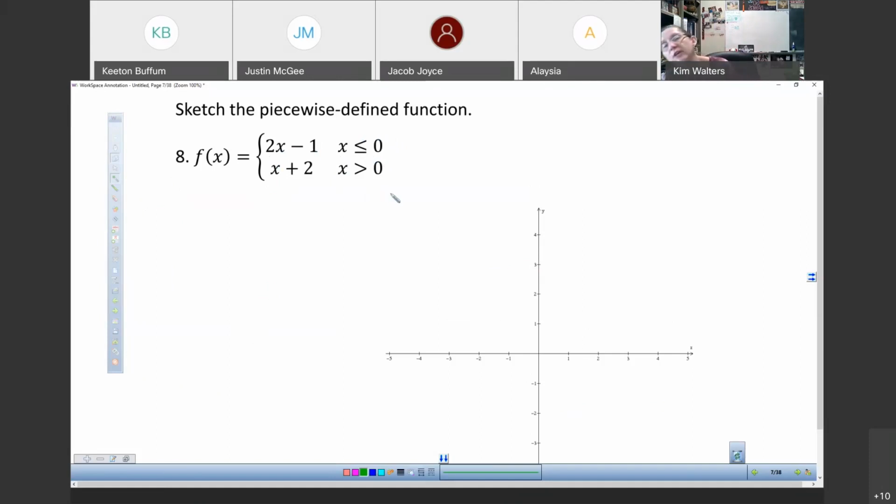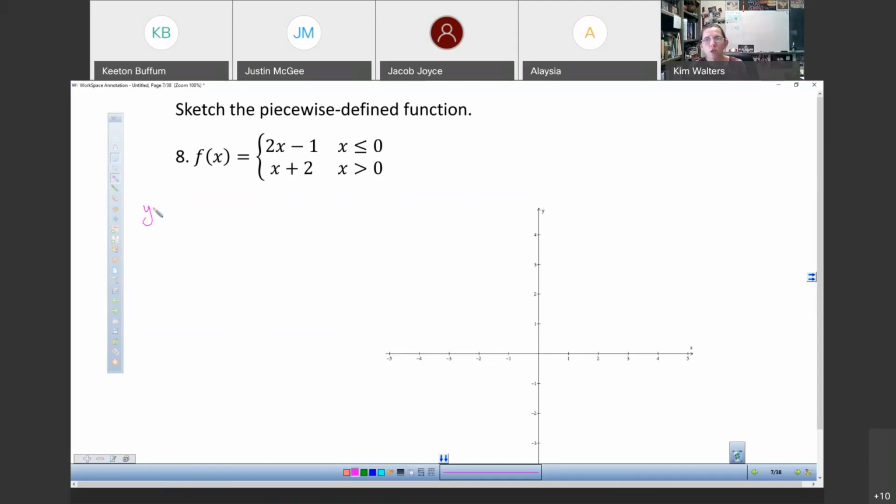Before I do anything else, let me ask this question. Which part is going to have an open circle on it? The 2x minus 1 or the x plus 2? The x plus 2. Perfect. That's it. So it's not got to do with the greater than or less than. It's got to do with which one's going to have the equal to on it. And this is the one that's going to have the open circle on the end.